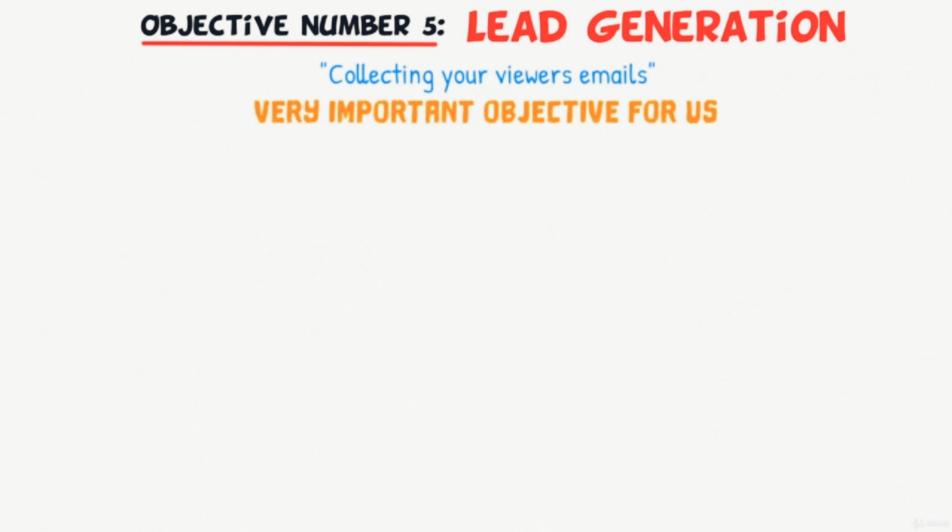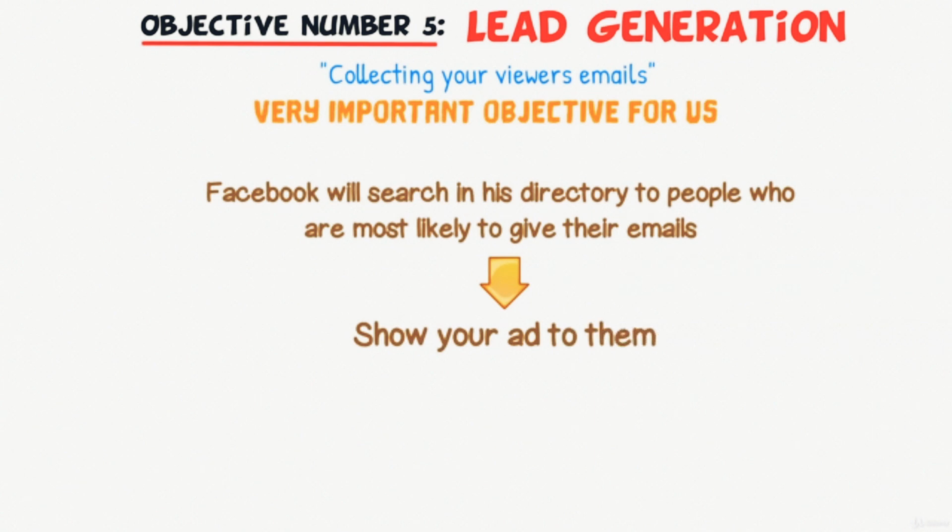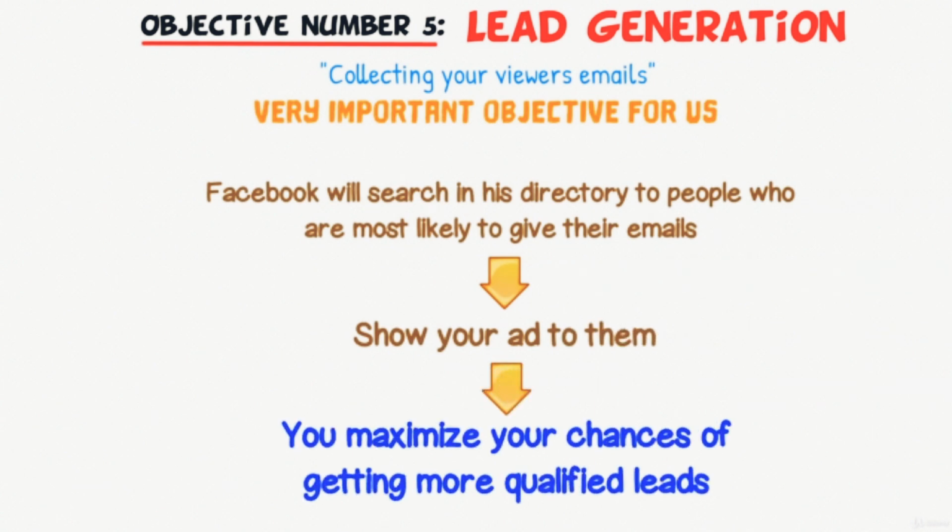So this objective is very efficient if you want to generate leads, because Facebook will search in its directory for people who are most likely to give their emails and show your ad to them. In this way, you maximize your chances of getting more qualified leads.